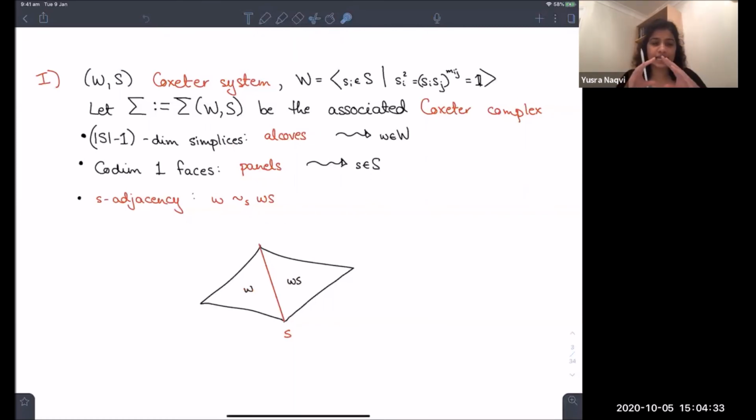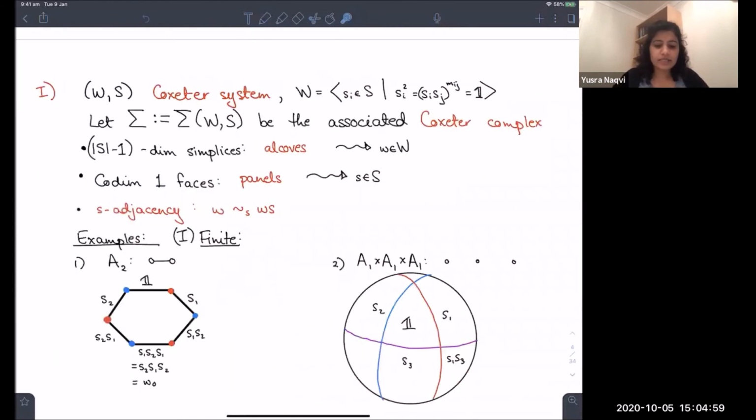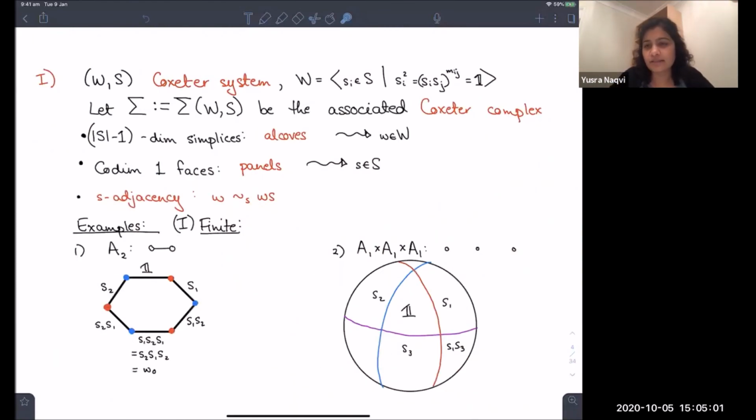And the way I decide when two of these simplices are adjacent is based on whether I can get from one to the other by right multiplying by a generator. So if I have w and ws, these are going to be adjacent along a wall, a codimension 1 face that is going to be labeled by the generator. And this is how I'm going to visualize all my Coxeter groups. And so here are some examples. These are sort of important examples to keep in mind.